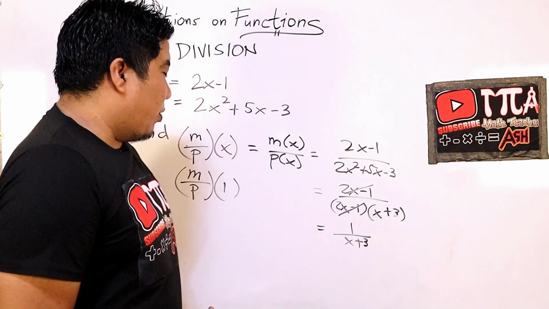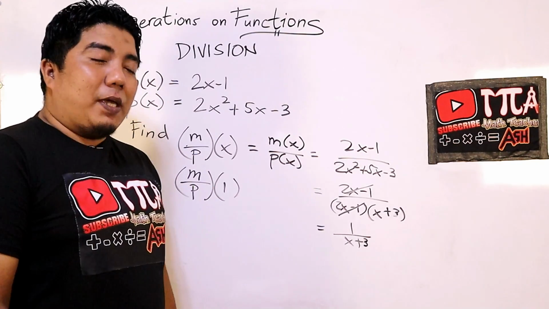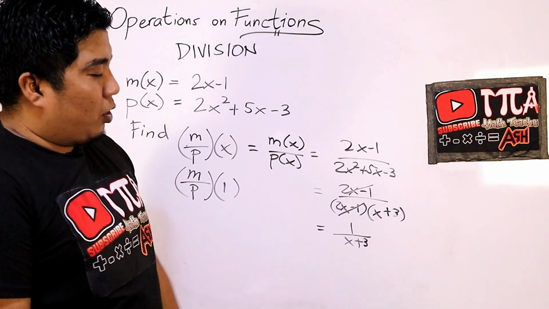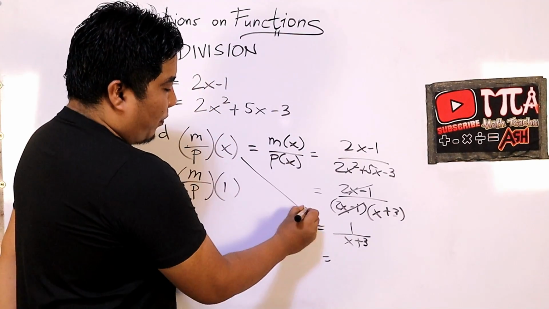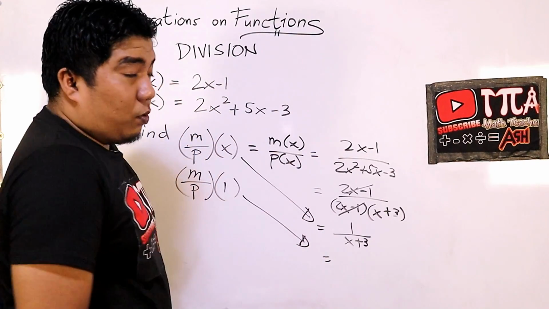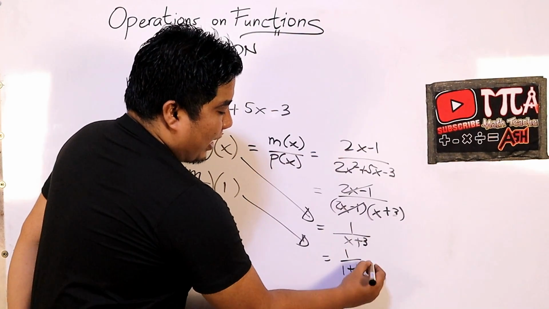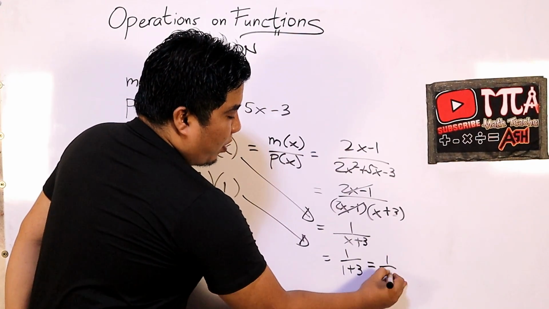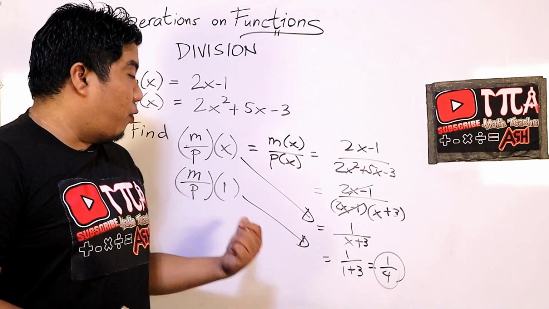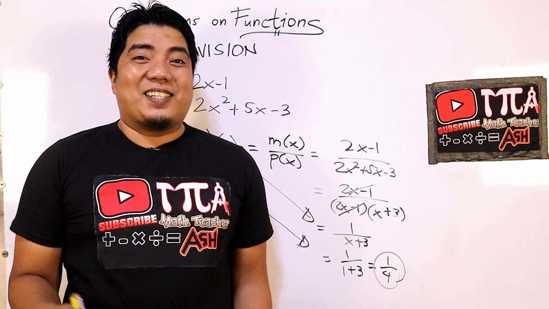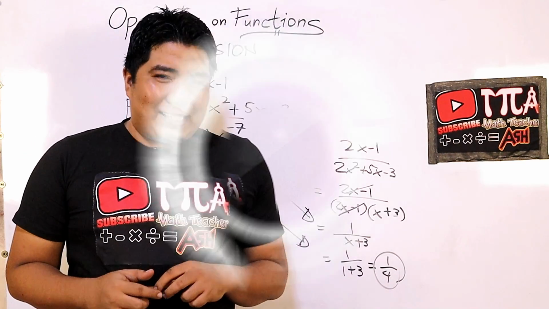Easy, right? So now the question is, what is the value of m divided by p of 1? Okay, so this is the answer for the first one. And for the second one, we just substitute. So 1 over 1 plus 3, and that will give us 1 over 4, and that will be our final answer, 1/4 for the second problem. Easy, right? Now, let us go to our second set of examples.